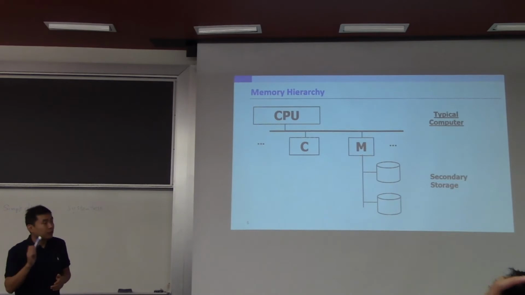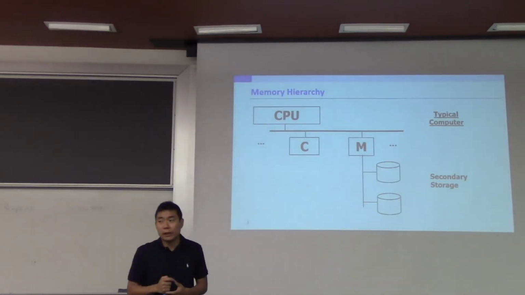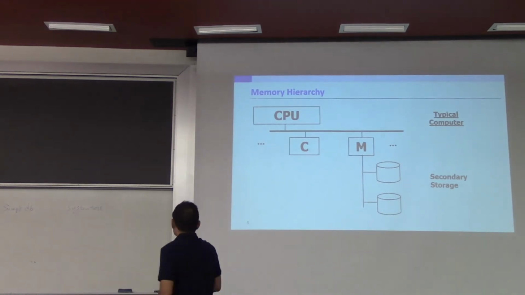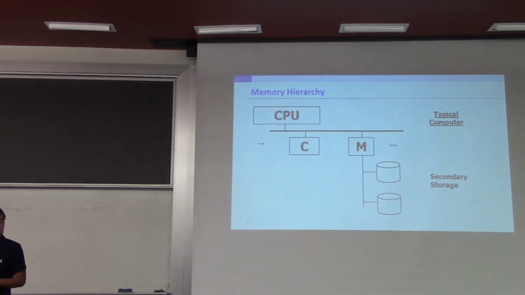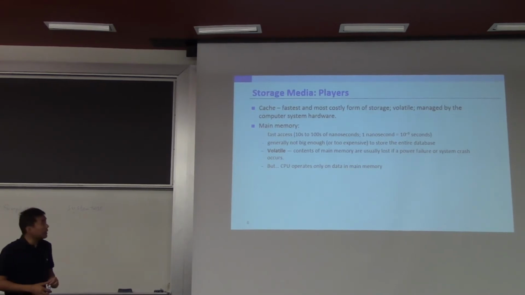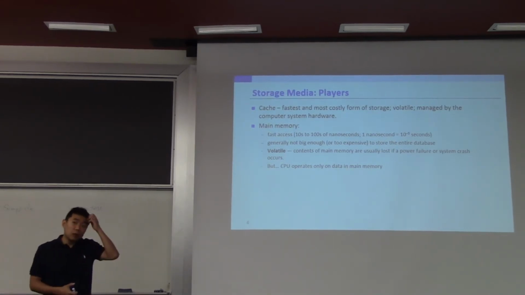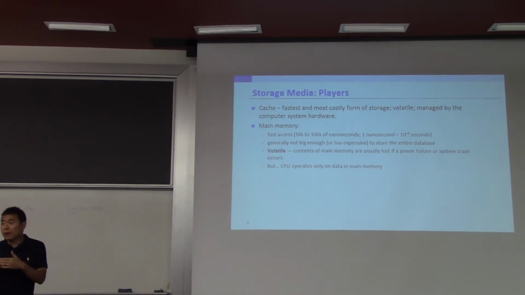We talked about the storage hierarchy. We said we have cache inside the CPU, we have memory, then we have secondary storage. That's your disk, either hard disk drive or solid state drive. I will be talking about the difference of the two later on. The cache is really fast, but it's the most costly form of storage media inside a computer, and it's managed by the processor itself.